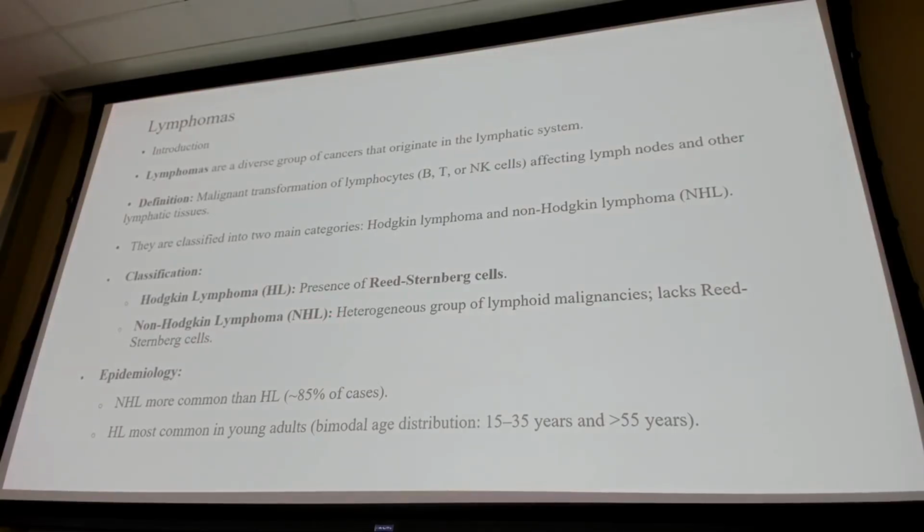Hodgkin's is associated with Reed-Sternberg cells. In your future life, when you're taking the boards, you see Reed-Sternberg cells, that should bring to mind one thing and one thing only, Hodgkin's. Non-Hodgkin's, by definition, no Reed-Sternberg cells. Non-Hodgkin's is more common, 85% of the cases. Hodgkin's has this bimodal distribution. You'll see it early on, when I say early, young, 15 to 35, and then you'll get a second spike older than 55.